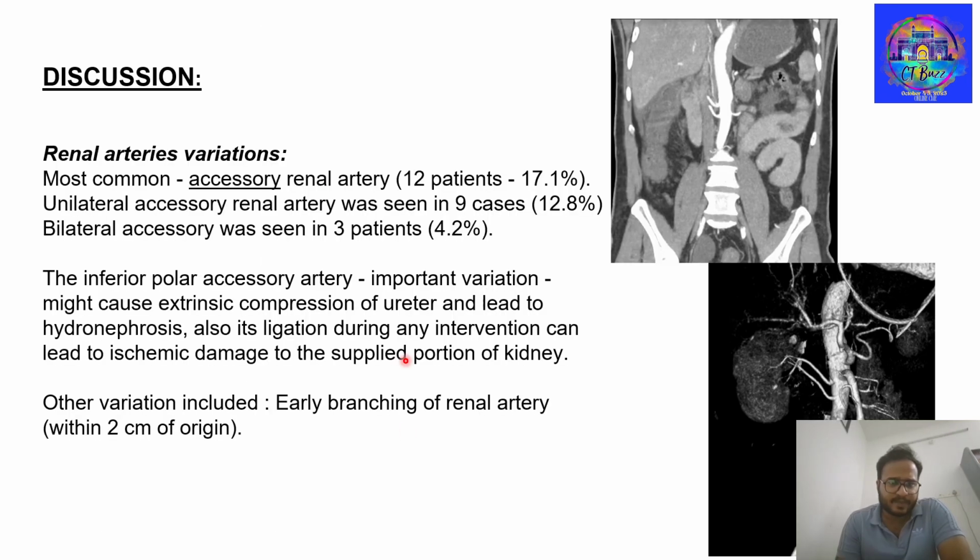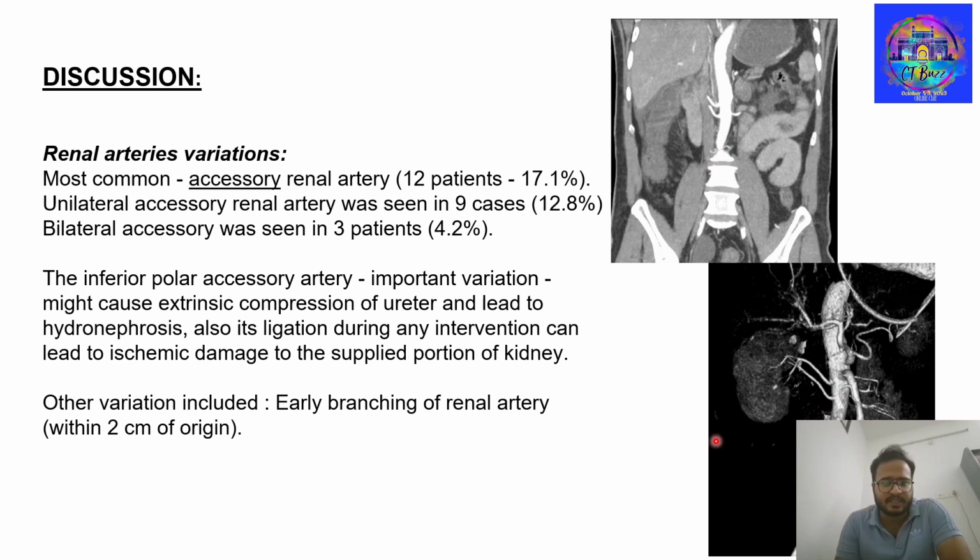Coming to renal artery variation, the most common is accessory renal artery. Out of 27, 12 patients showed accessory renal artery. Out of these 12 patients, 9 showed unilateral accessory renal artery, whereas 3 showed bilateral accessory renal artery. This is an image showing unilateral. This is a coronal MIP image showing unilateral accessory renal artery. This is a reformatted image showing the same thing.